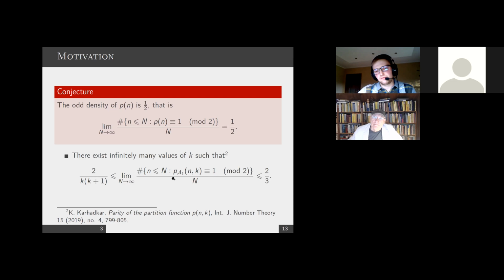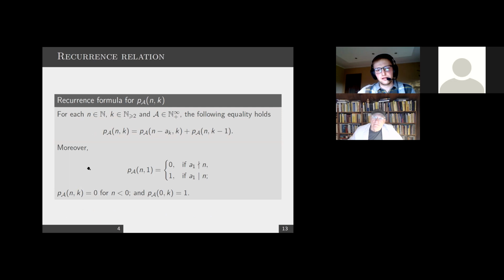To do that, we need to use well-known and very useful theorems related to the restricted partition function. The first of them is the recurrence relation of the restricted partition function. That is the following: if we fix a non-negative integer n, a positive integer k greater or equal than 2, and any sequence of positive integers a, then we have that the restricted partition function P_A of n, k equals P_A of n minus a_k, k plus P_A of n, k minus 1.